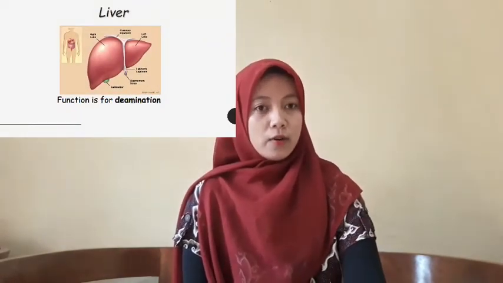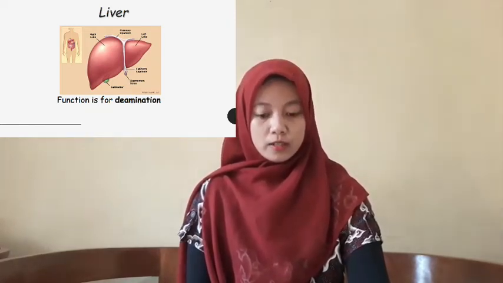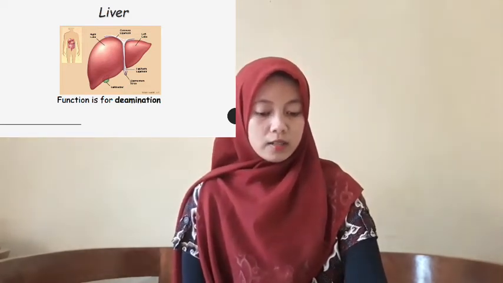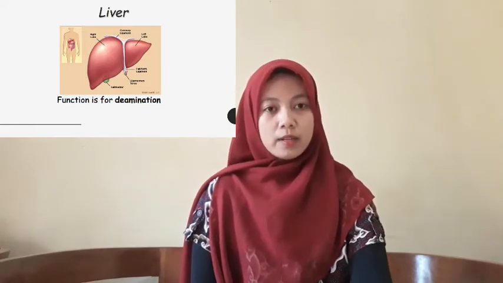Number two, liver. The function is for deamination. Deamination is a process by which some proteins and other nitrogenous compounds are broken down in the liver. As a result of deamination, urea is formed.